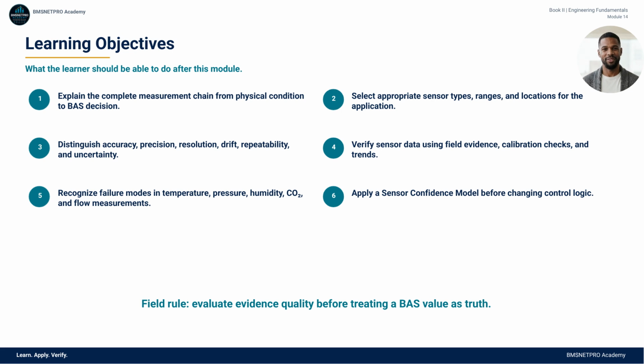By the end of this module, you should be able to evaluate sensors as part of a complete measurement system. We will look at sensor type, range, installation, wiring, controller input, calibration, trend behavior, and decision impact. The key point is that a good-looking BAS number is not automatically a good measurement. If a value is used for safety, comfort, efficiency, compliance, or troubleshooting, the BAS professional must understand how that value was created and how reliable it is.